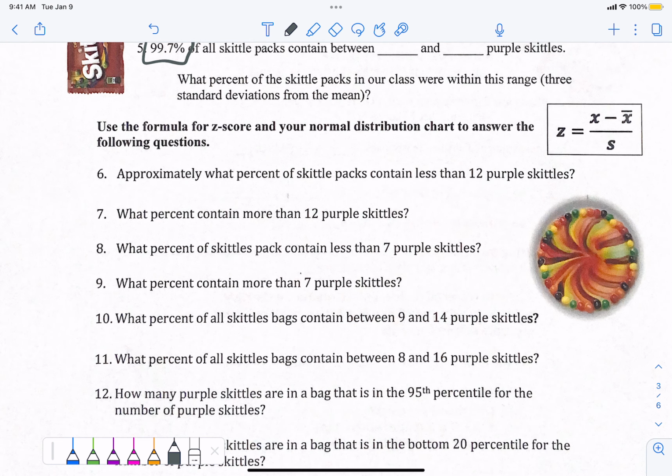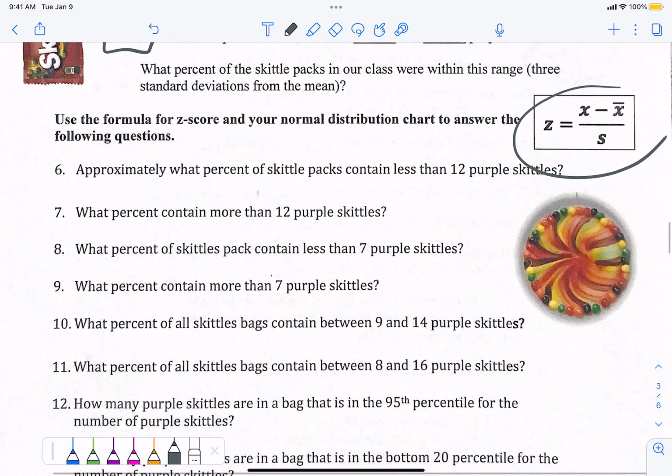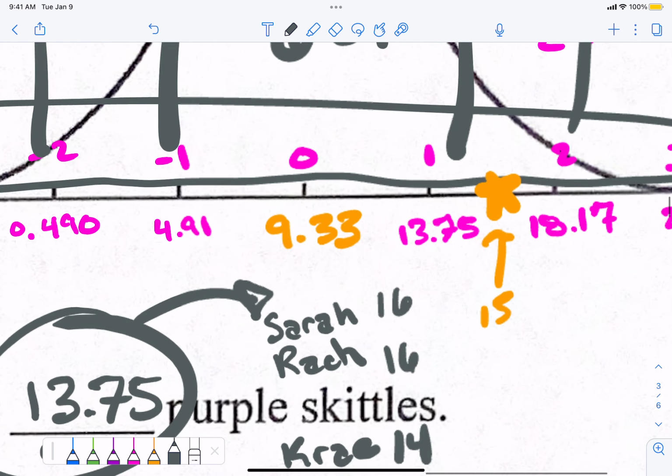If you're still wrapping that up, this is the formula for z-score that we just put down on the top. Approximately what percent of Skittles packs contain less than 12? Okay, so we're going to talk about 12 purple Skittles. 12 purple Skittles has a z-score of a little less than 1. 12 would be right here, right? So 0 point something, about 0.75 or something like that.